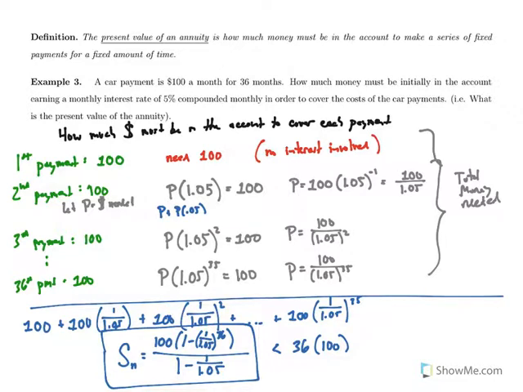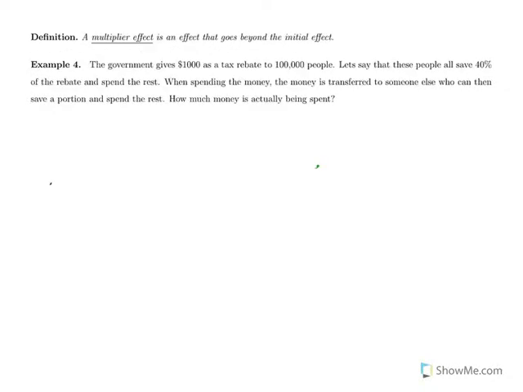All right, a few more examples. Next one has to do with a multiplier effect. This is an effect that goes beyond the initial effect, and we're going to look at a tax rebate to kind of understand what's going on here. So we're going to say the government gives $1,000 as a tax rebate to 100,000 people. A tax rebate we can think about as a tax refund that happens immediately.